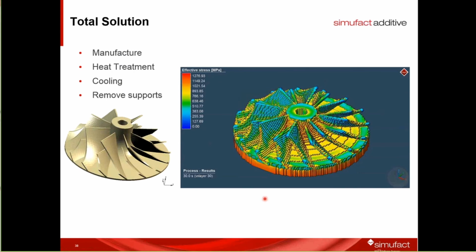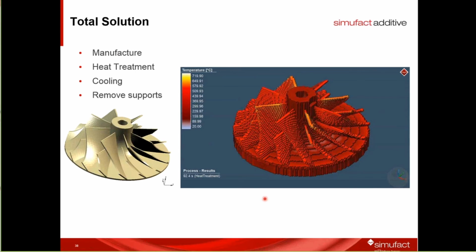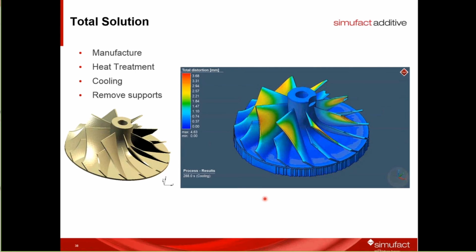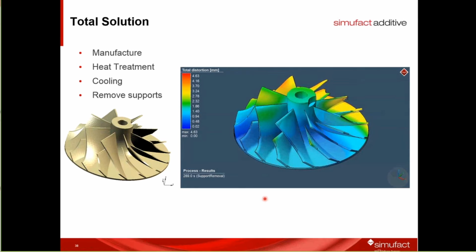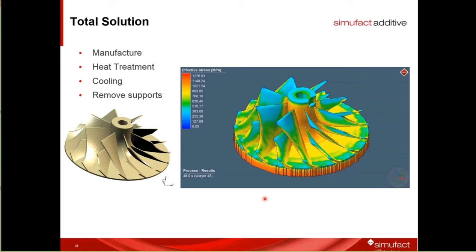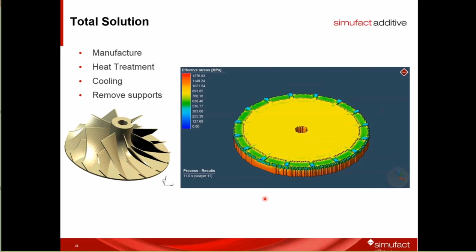So Simufact Additive really can go through this whole process of manufacturing, doing heat treatment, cooling the part, and removing the supports. See here, as you see this voxel mesh, we have an automatic procedure to generate the voxel mesh. We have a procedure to generate the support structure. We have techniques so that the voxel mesh can accurately predict the structure of the material, and then we project the results onto the final deformed configuration.